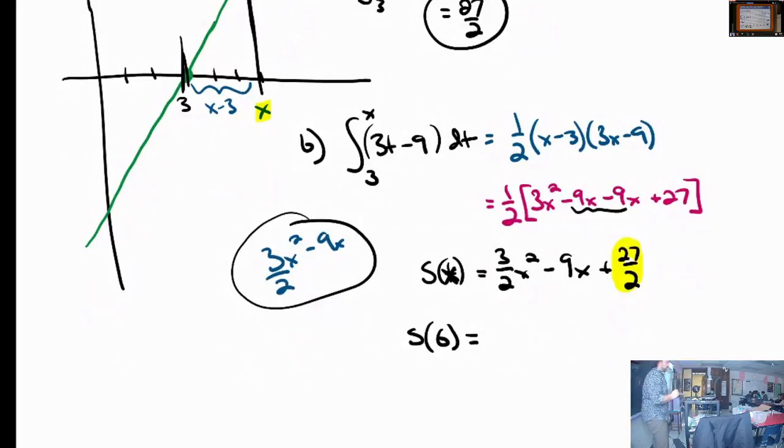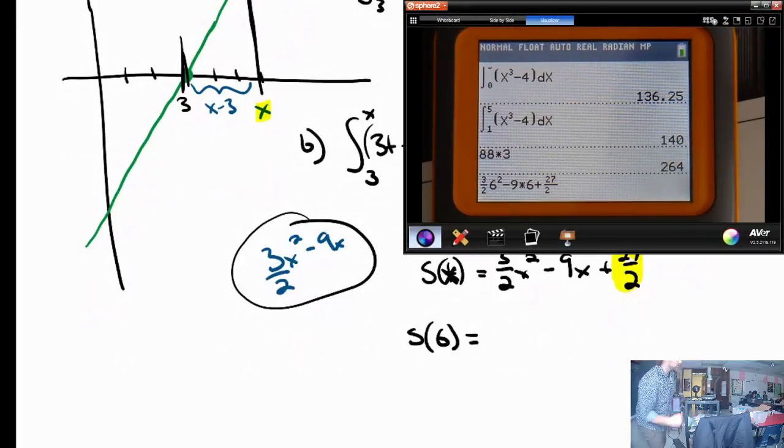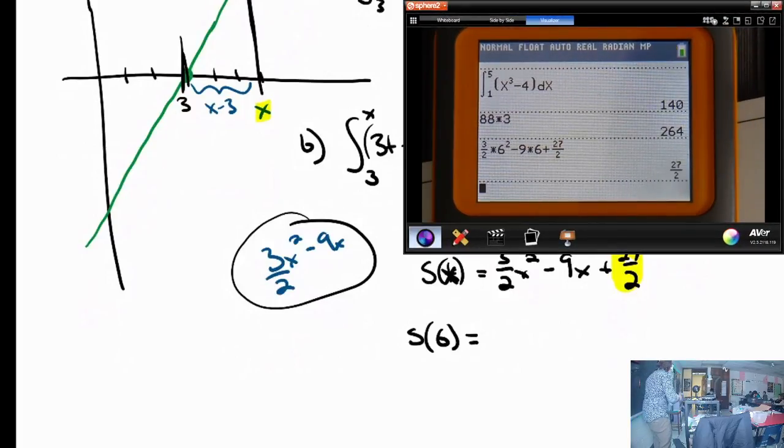This is the part where I hope that I'm right. Hey, look at that. 27 over 2. See if we get the same answer no matter what.